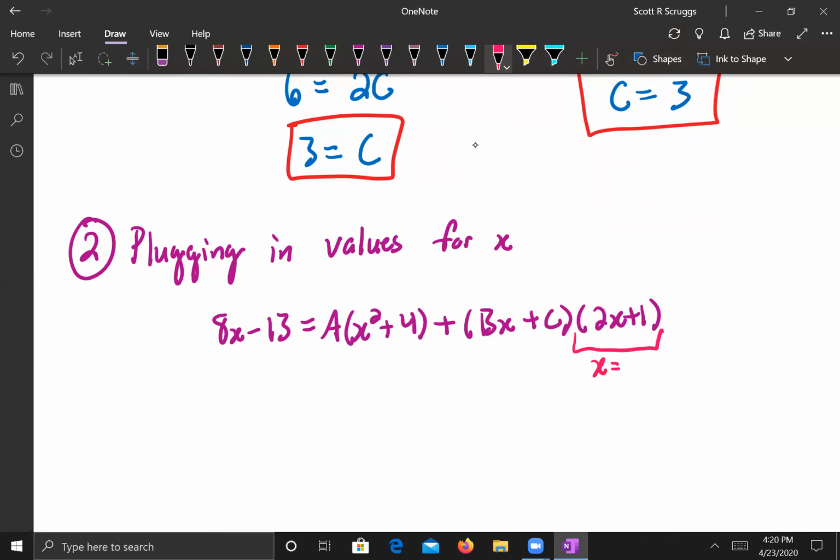In this case, I have 2x plus 1. If I plug in -1/2, that term's going to go to 0, which means I will have b times -1/2 plus c times 0, which means this whole thing will equal 0. And I'll only be left with one unknown, which will be a. And so let's do that.